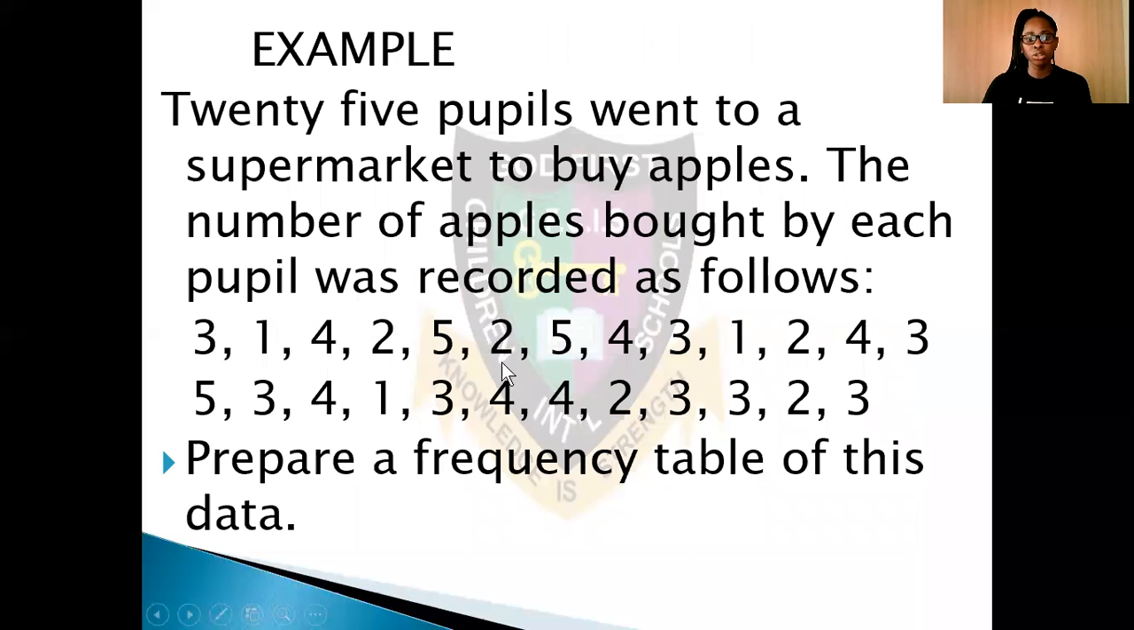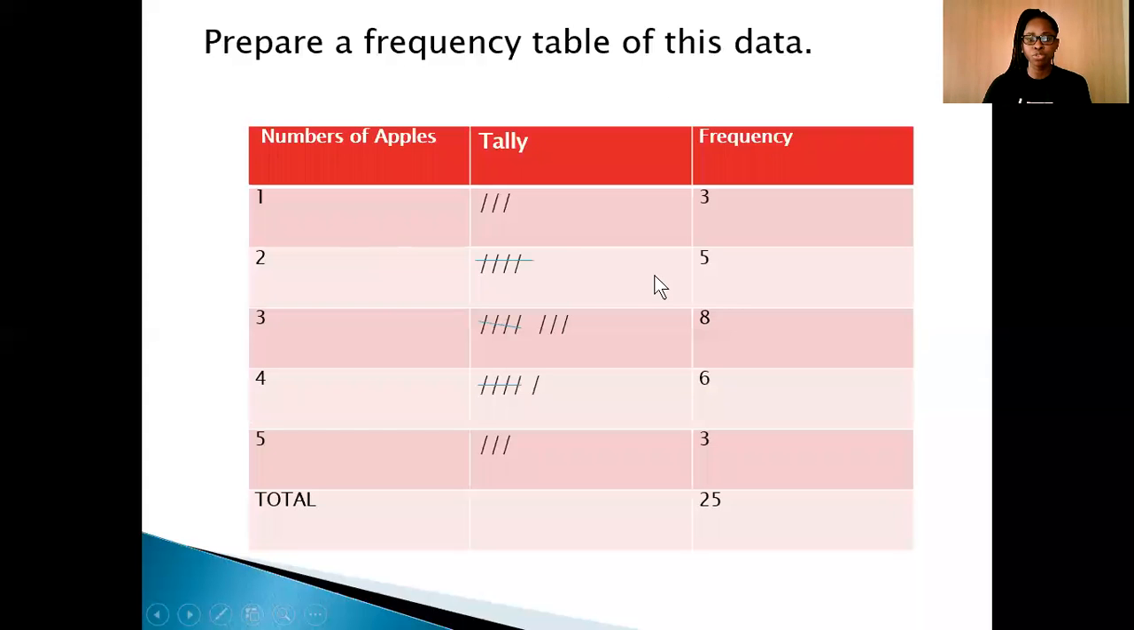3. 1, 2, 3, 4, 5, 6, 7, 8. So we have 8 people who bought 3 apples. So this is the 8. Look at the frequency. This is the number of apples, 3, and this is our tally. The fifth one first, 5, and the second one is 6, 7, and 8.